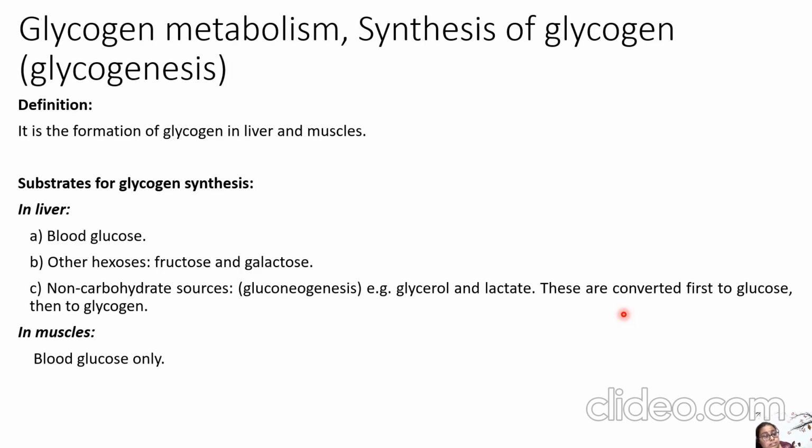So what is glycogen? It's a storage form of glycogen in liver and muscle. Glycogen metabolism: glycogenesis is the synthesis of glycogen, basically, the formation of glycogen in liver and muscles. So what are the substrates for glycogen synthesis? Blood glucose in liver, other hexoses like fructose and galactose, and non-carbohydrate sources through gluconeogenesis like glycerol and lactate. These are converted first to glucose, then to glycogen. In muscles, it is blood glucose only.